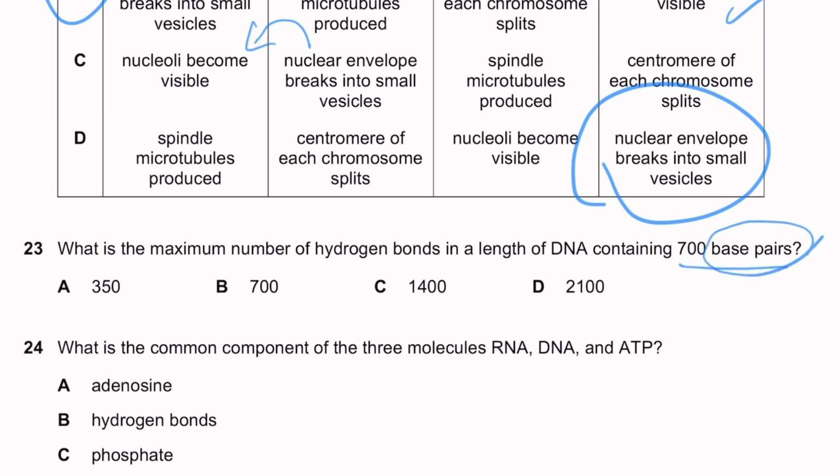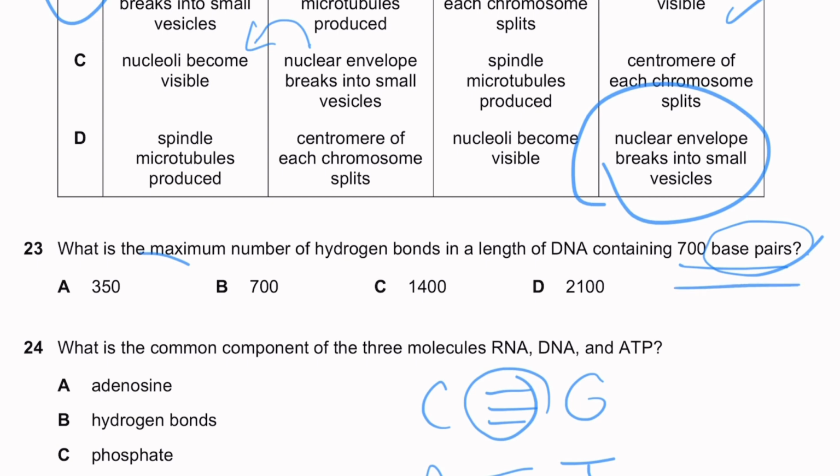What is the maximum number of hydrogen bonds in the length of DNA containing 700 base pairs? Okay. We know that we have either 2 hydrogen bonds or 3 hydrogen bonds between each base pair, because it's either cytosine with guanine, C to G, which is 3 bonds, or A to T, which is 2 bonds, right? And so to get the maximum number of hydrogen bonds, you need 3. You need them all to be cytosine and guanine. And he said there are 700 base pairs, meaning that there will be 700 bonds. And 700 times 3 is 2,100, which is letter D.